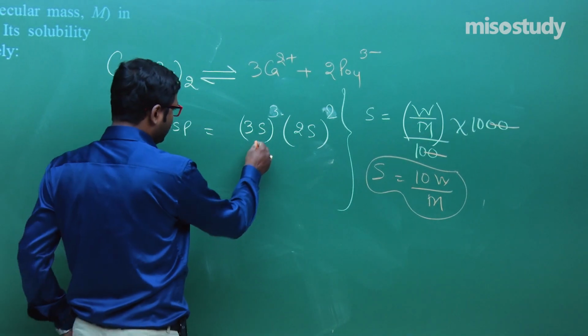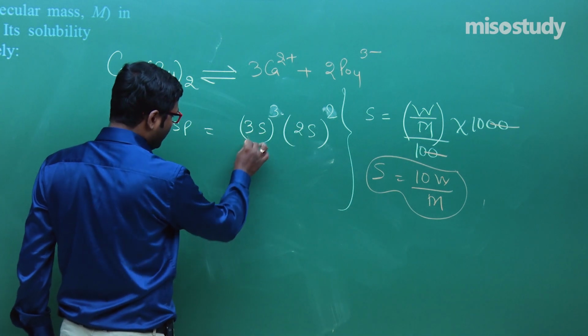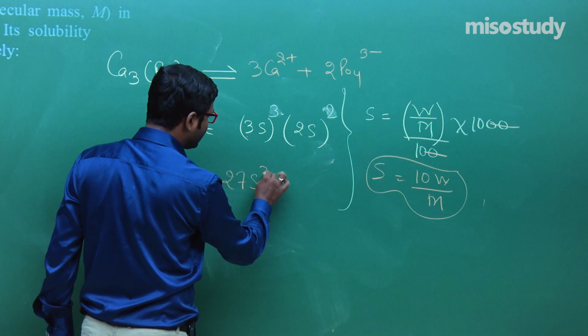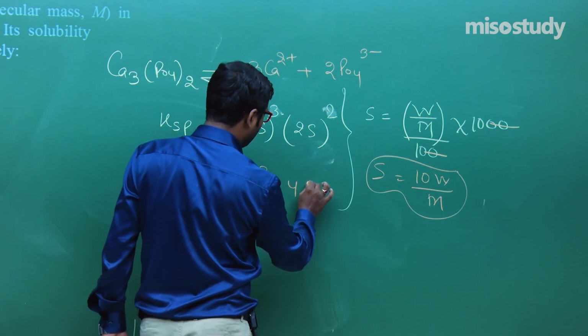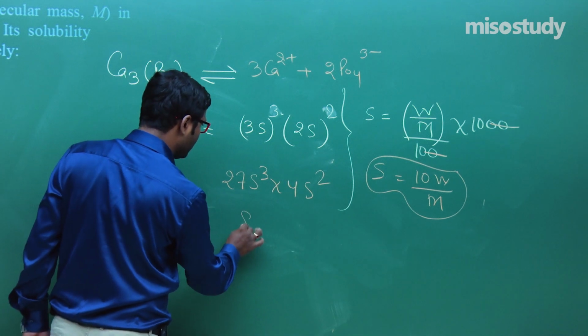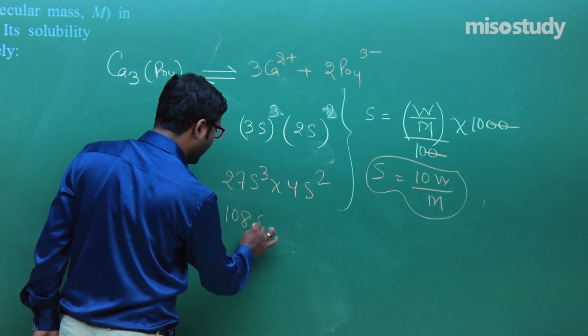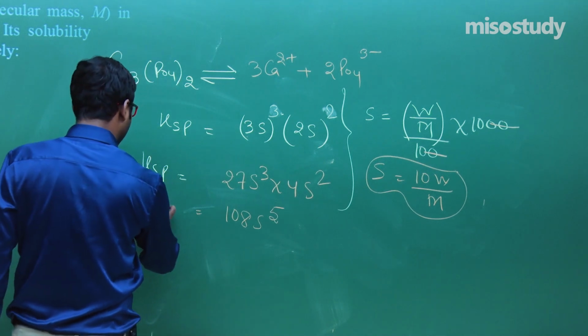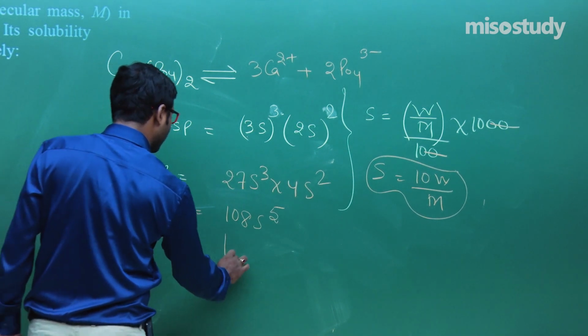Now 3 into 3, 27, 3 into 3 into 3, S cubed, into 4S squared, that is 27 into 4, 108 S to the power 5. Clear? Now Ksp is equal to 108 S to the power 5.